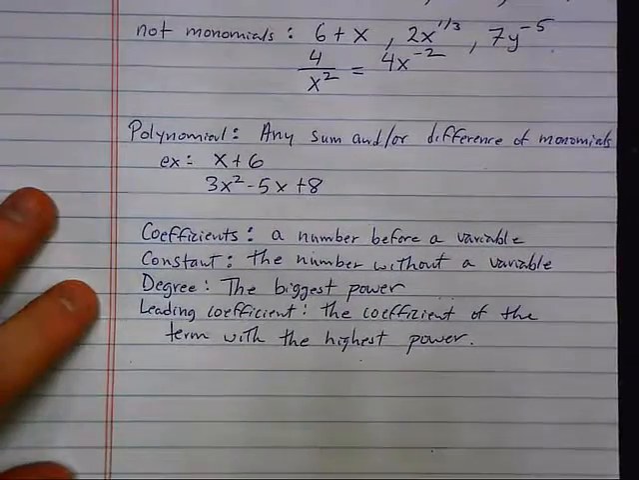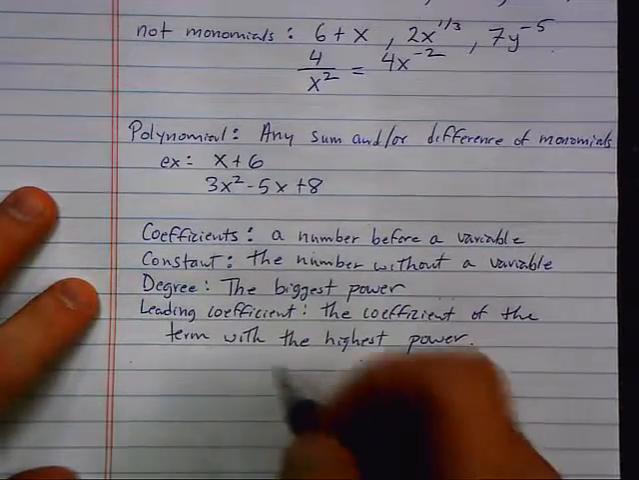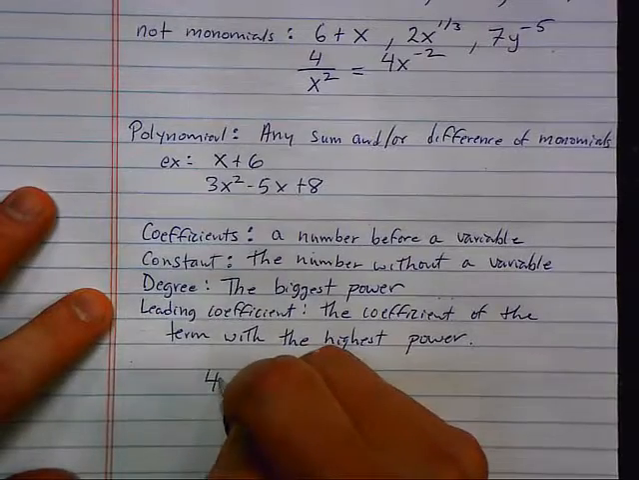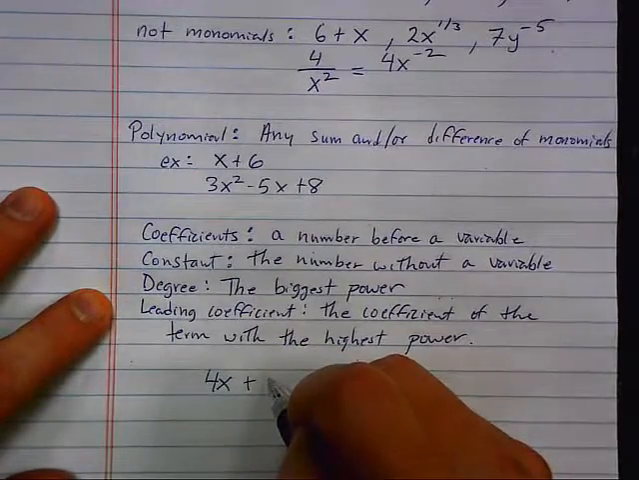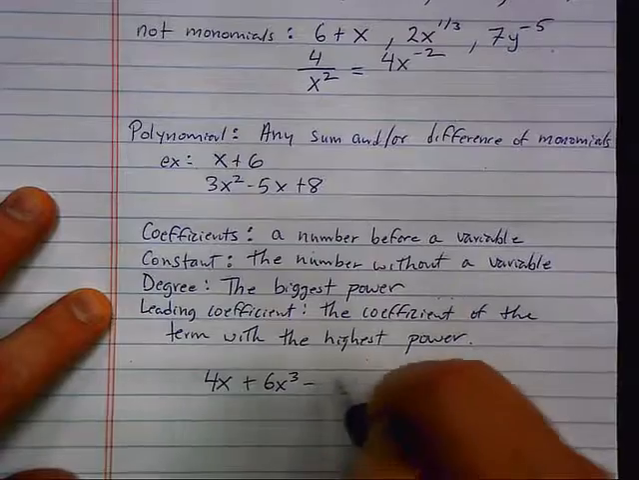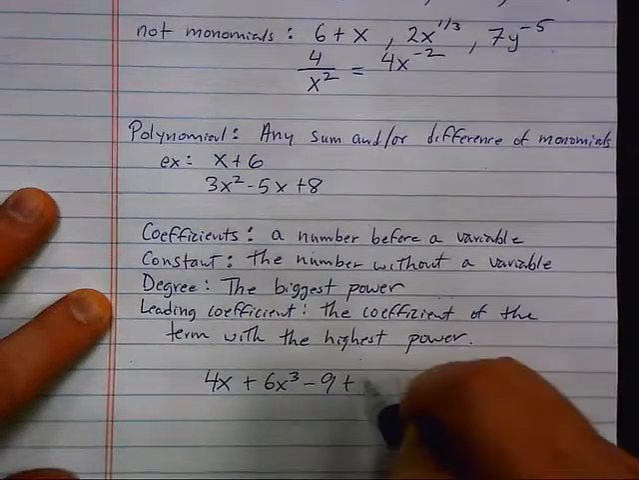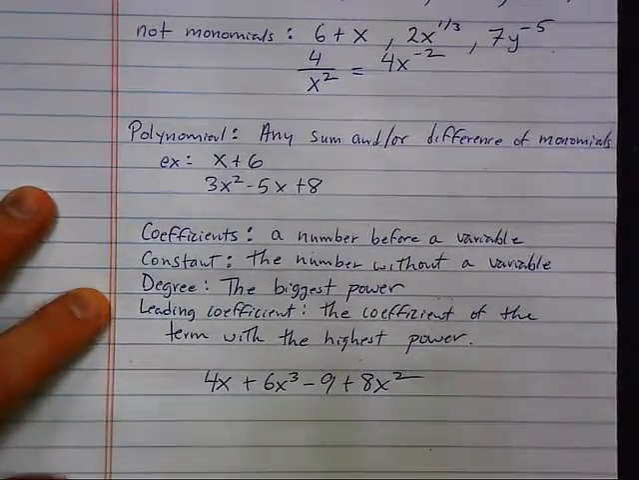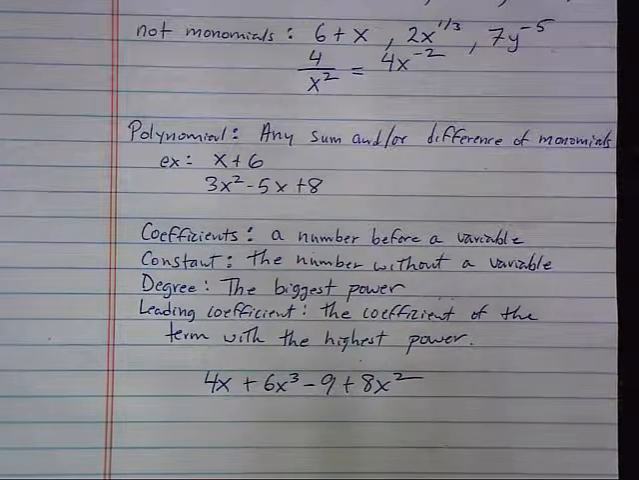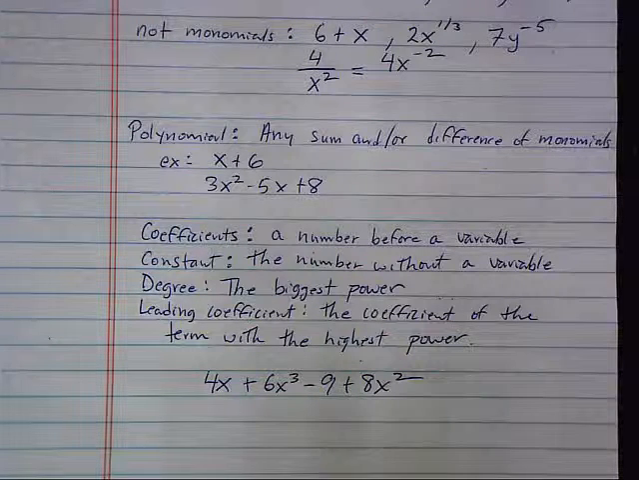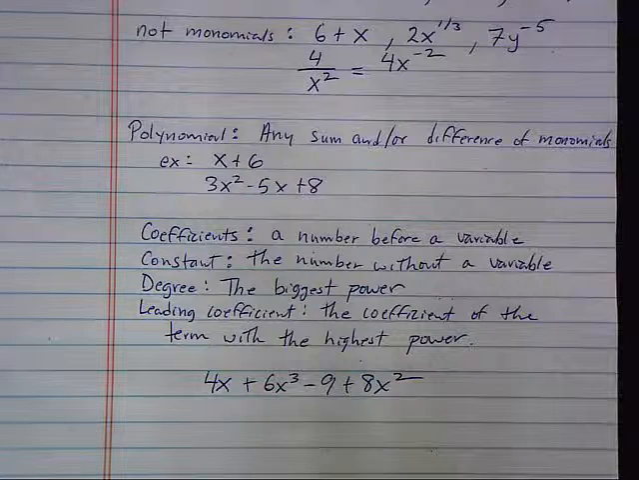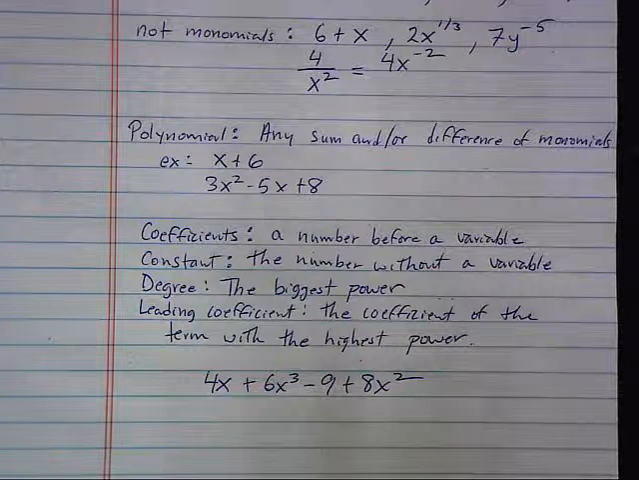All right, so I'm just going to write down a polynomial here. How about 4x plus 6x cubed minus 9 plus 8x squared. There's the polynomial. First off, you should not be very happy with the way I wrote that polynomial. What's wrong with the way I wrote it? I didn't put it in order. That's correct. And what do you mean by order?